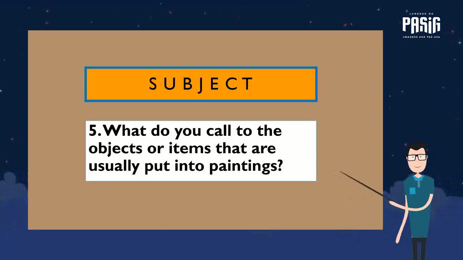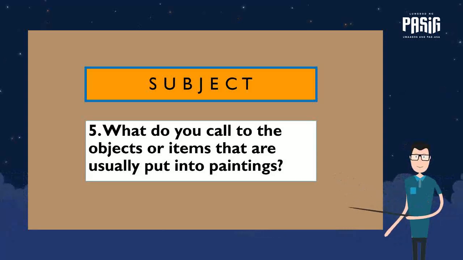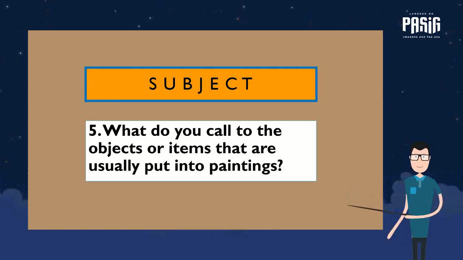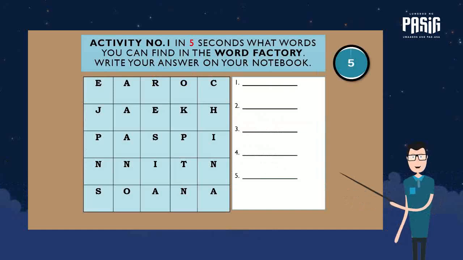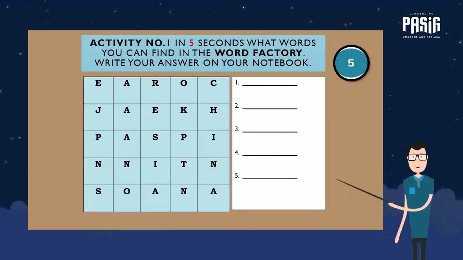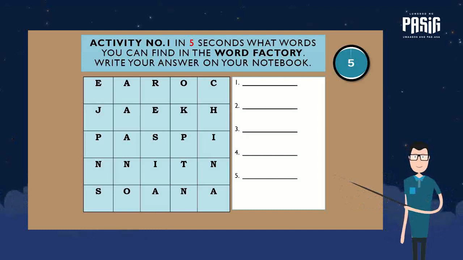How much score did you get? Did you get a perfect score? Now, whatever score you got, that is fine, as long as you have done your best. Before we start our discussion, let's have first this activity. In 5 seconds, what words can you find in the word factory? Write your answer on your notebook. Let's start. You have 5 seconds. Go.